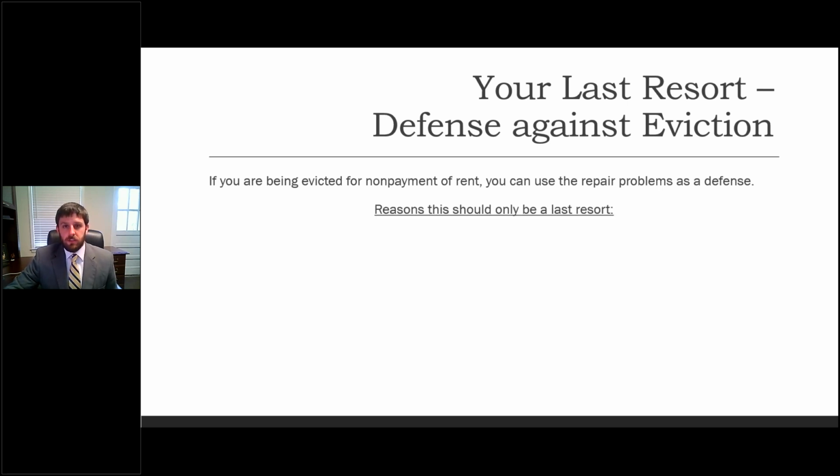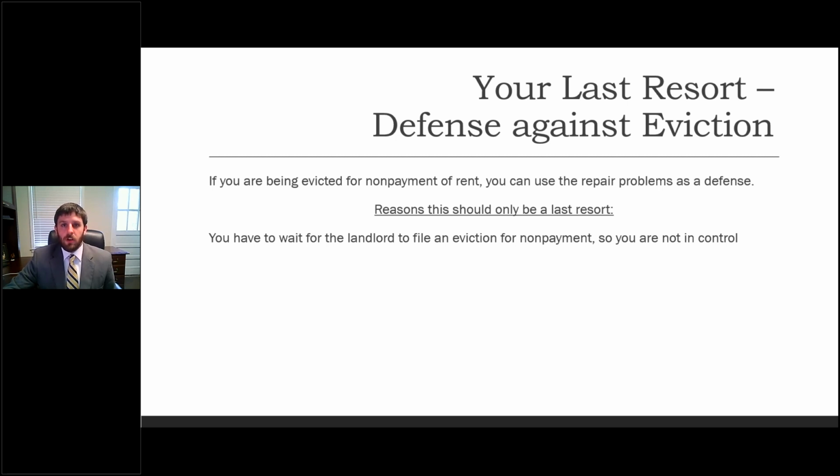So there are specific reasons why I think this is a bad idea and why I think it's more than likely not going to work out in your favor if you try it. And these are the reasons why it should be a last resort. First of all, you have to wait for the landlord to file an eviction for non-payment of rent, so you're not in control. The landlord could let you live for 6 months without fixing the stove. It just depends on what the landlord's comfortable with and how long they're willing to accept not paying rent.